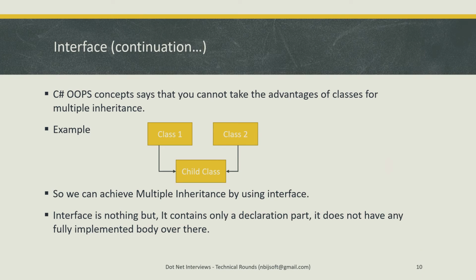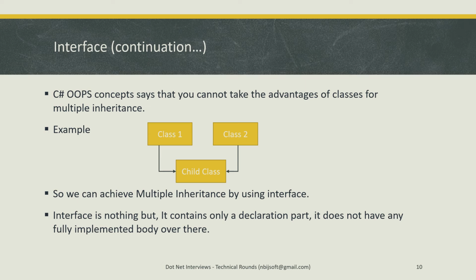As you know, in OOPS the concept says that you cannot take the advantage of classes for multiple inheritance. Meaning in OOPS or in C#, whenever you try to have multiple classes inherited by a child class, that is not possible. Multiple inheritance is not possible in C# by using classes. So to achieve multiple inheritance, you have to use interfaces.